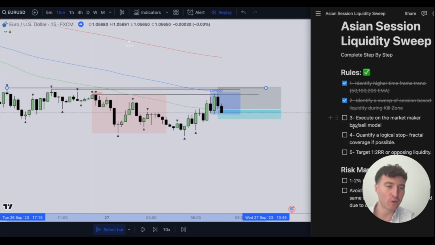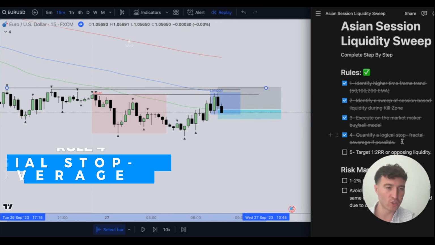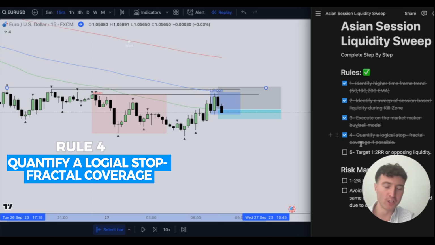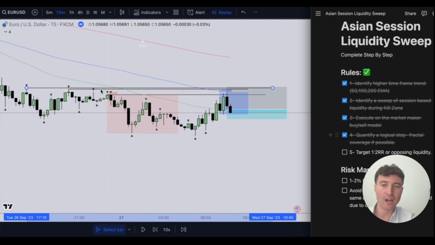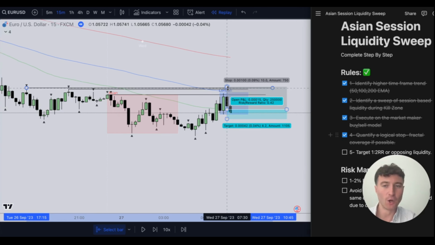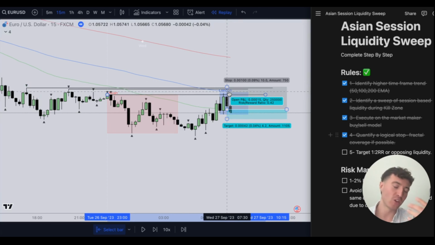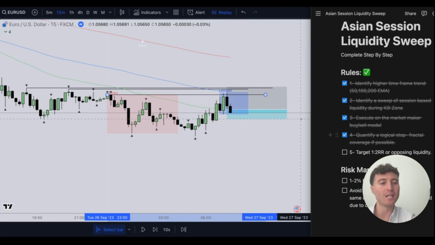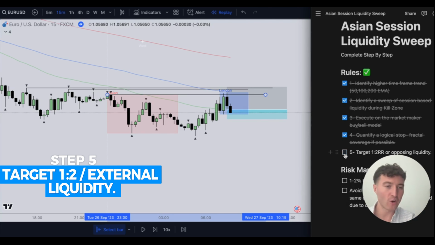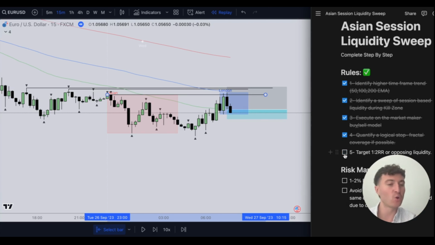And we have a little bit of coverage, as you can see in number 4, which is quantify a logical stop on fractal coverage if possible. So if we look left, can we get our stop above them fractal highs where the risk to reward still makes sense? Okay, yes, we can. It's only a little bit more above the candle high, so that makes a lot of sense to me logically. And then number 5 is we want to target either a 1 to 2 or opposing liquidity.